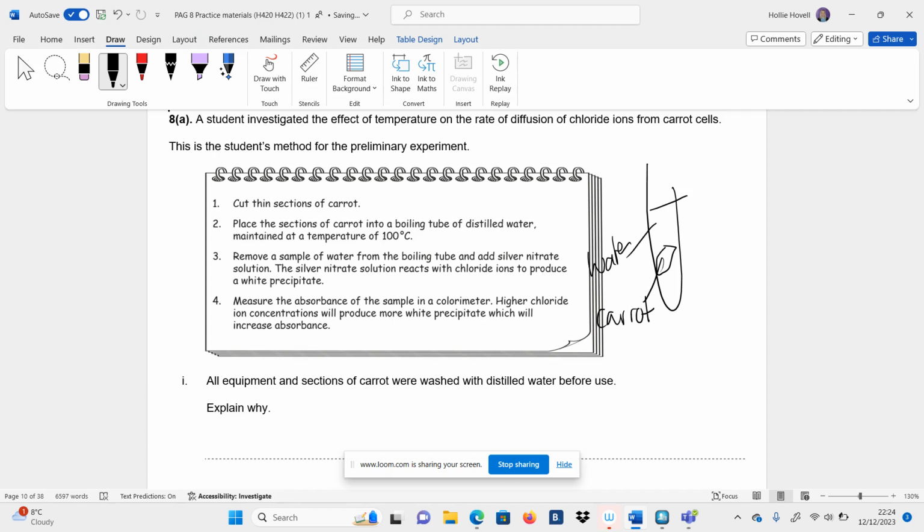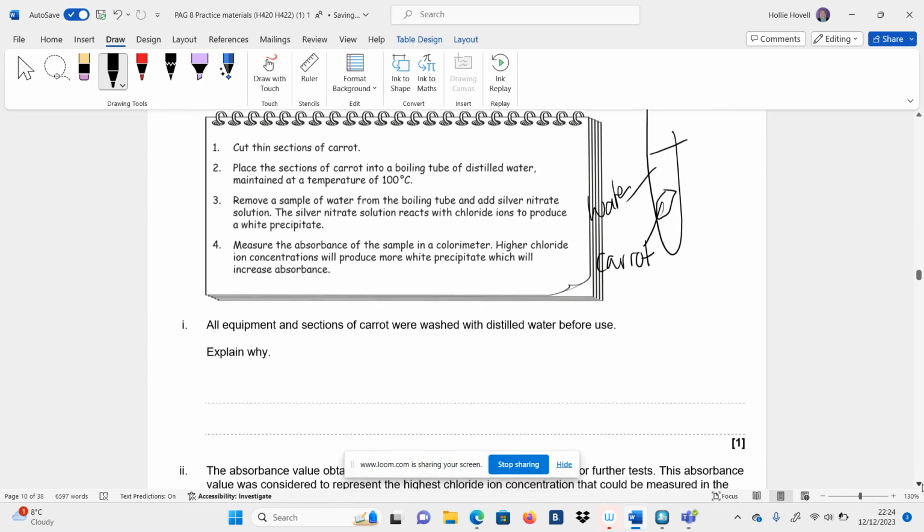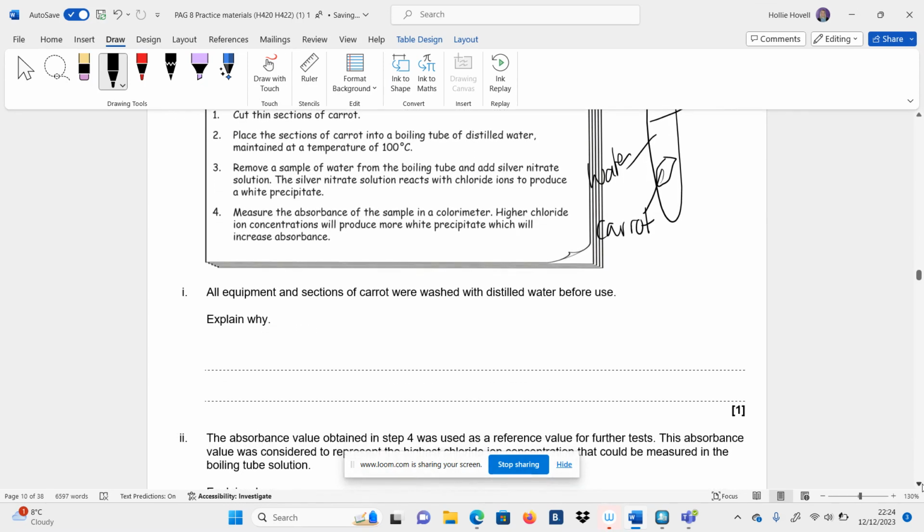Remove the sample of water from the boiling tube and add silver nitrate solution. The silver nitrate solution reacts with the chloride ions to produce a white precipitate. Measure the absorbance of the sample in a colorimeter. Higher chloride ion concentrations will produce more white precipitate, which will increase absorbance. All equipment and sections of carrot will be washed with distilled water before use.